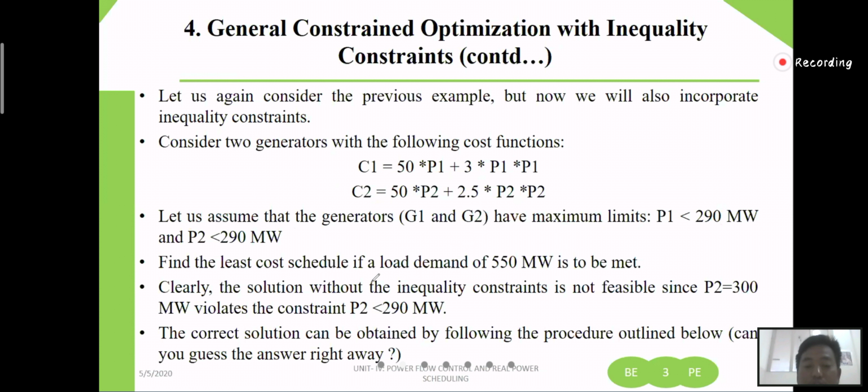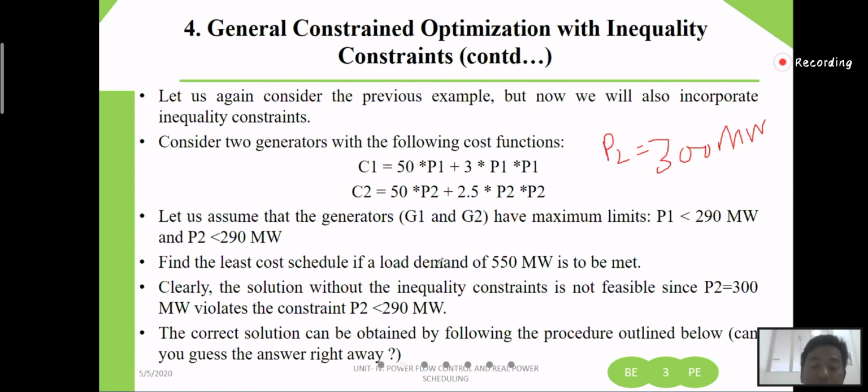So now you can see this condition clearly. The solution without the inequality constraint is not feasible, since in our equality constraint we found that P2 has to generate 300 megawatt to meet 550. In this example, the maximum limit is 290 megawatt, which means it is violating the constraint. If it violates the constraint, what happens? Its cost will shoot up very high.